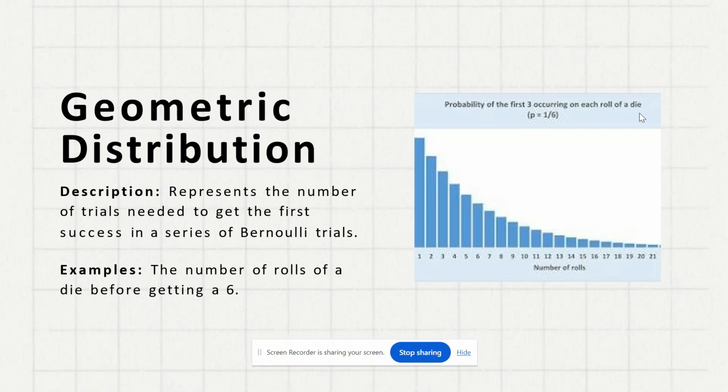Another is the geometric distribution. In the geometric distribution, we find the number of trials needed to reach the first success. For example, I have a coin which I flip many times, and I want to get a head. For example, I flip it 5 times and I could not get a head. Then I flip it 2 times, and at that time I still could not get a head.